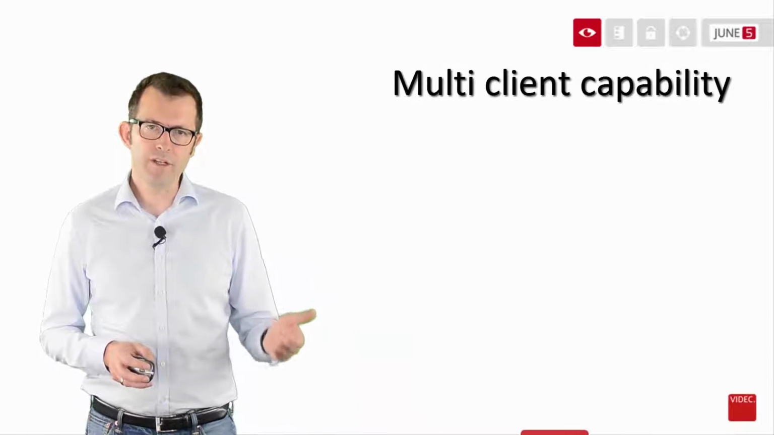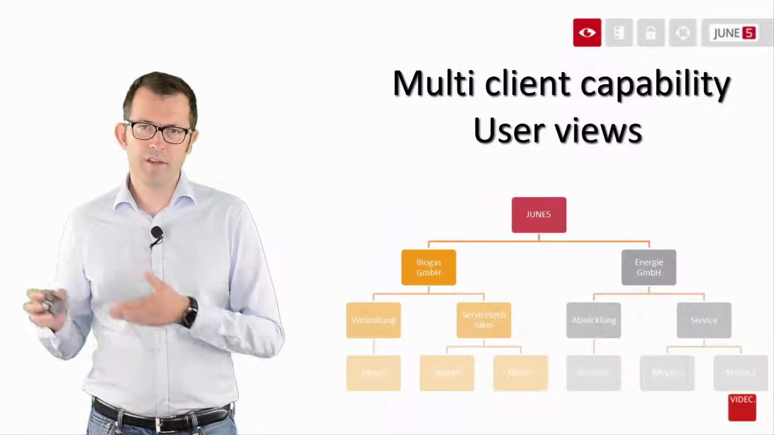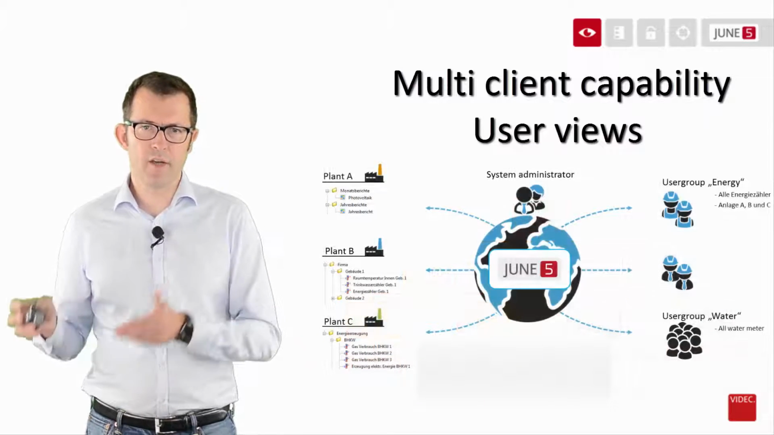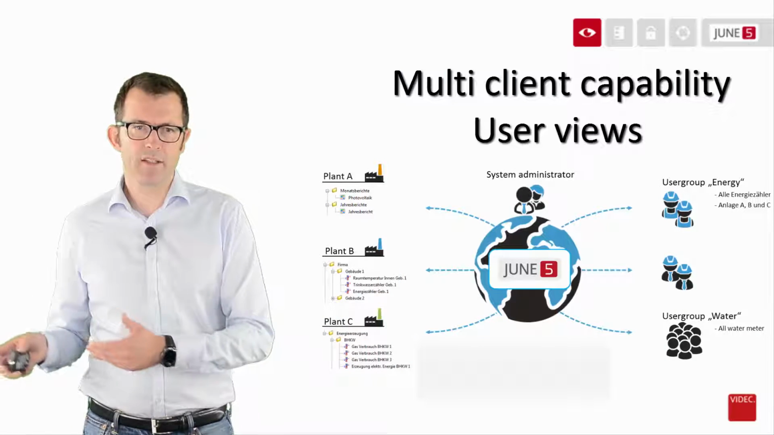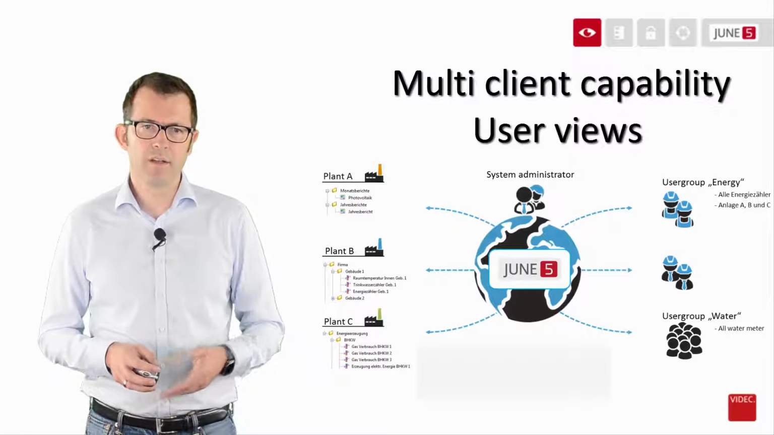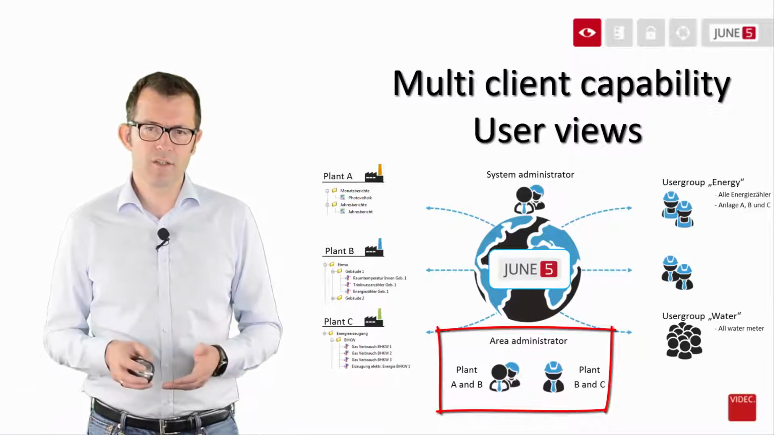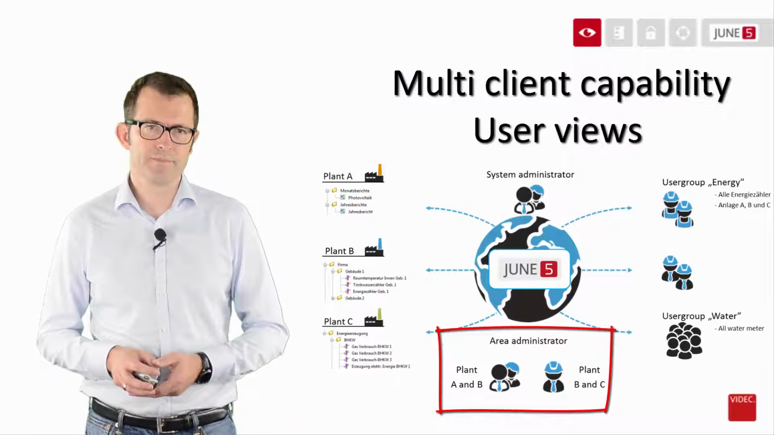A unique feature of the JUNE5 service is the multi-client capability and the dedicated user views of the data. Each user can get direct access to the data that he needs or the manual data that he likes to enter to the Aquan database. In addition, for huge organizations you can create sub-administrators who take care of the user management in their organization.